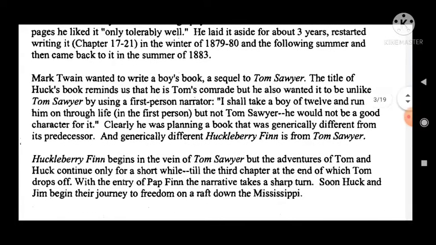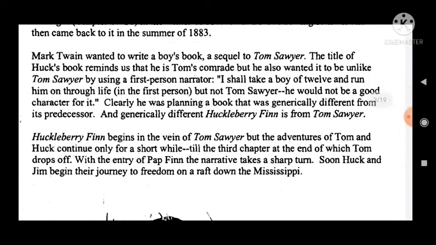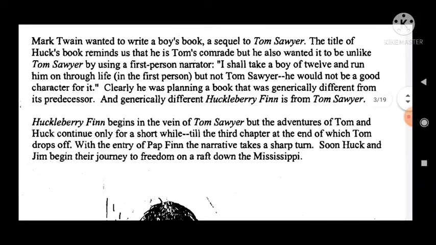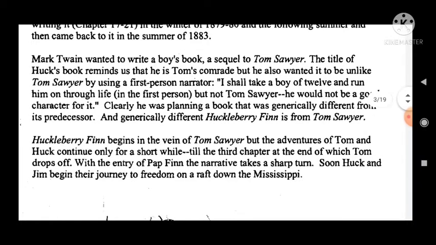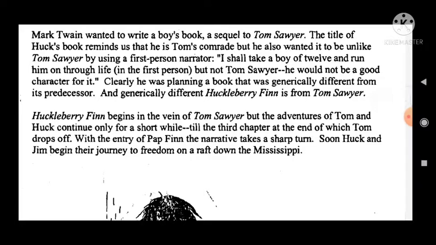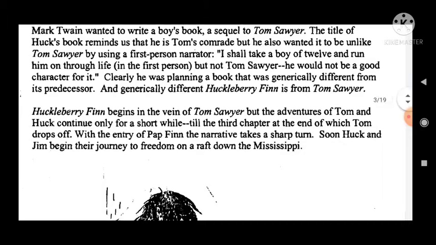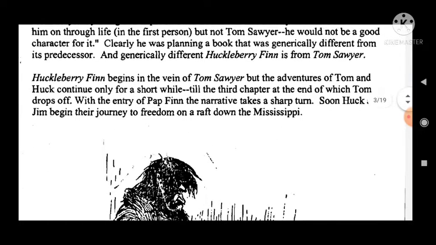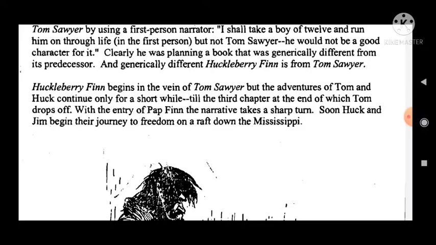Mark Twain wanted to write a boy's book, a sequel to Tom Sawyer. The title of the book reminds us that Huck is Tom's comrade, but he also wanted it to be unlike Tom Sawyer by using a first-person narrator. "I shall take a boy of 12 and run him on through life, but not Tom Sawyer. He would not be a good character for it." Clearly, he was planning a book that was generically different from its predecessor.